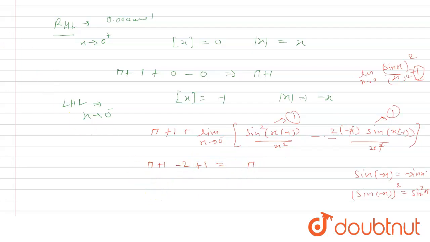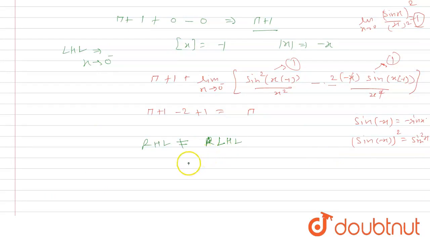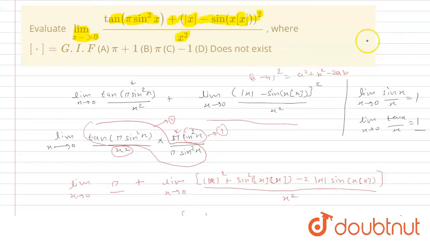Now we clearly see that RHL, which is pi plus 1, is not equal to the left hand limit, which is pi. So RHL is not equal to LHL. That means the limit does not exist. So the answer is option D, does not exist. So this is our answer.